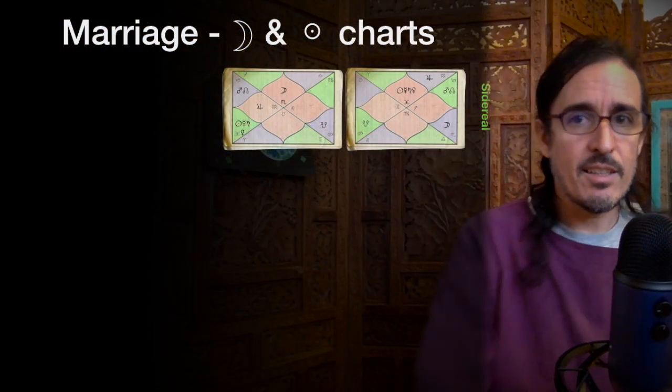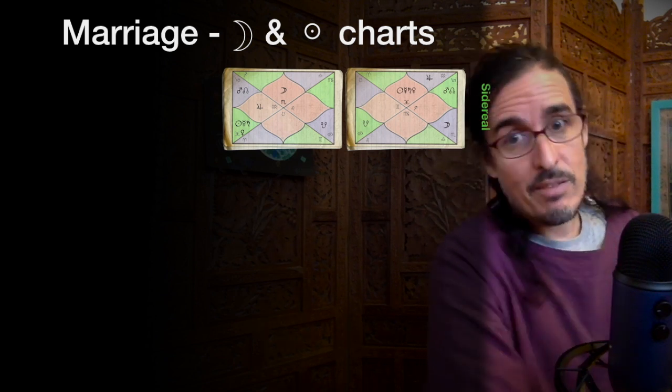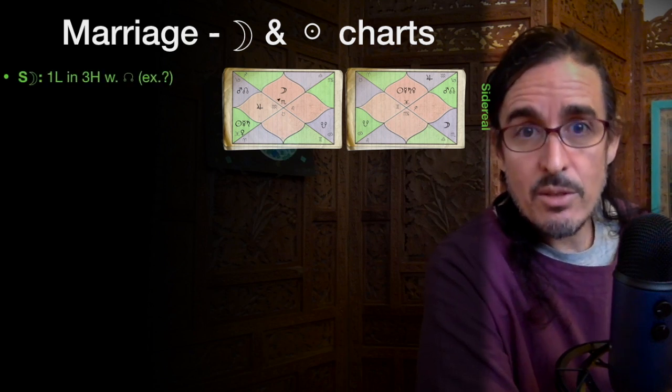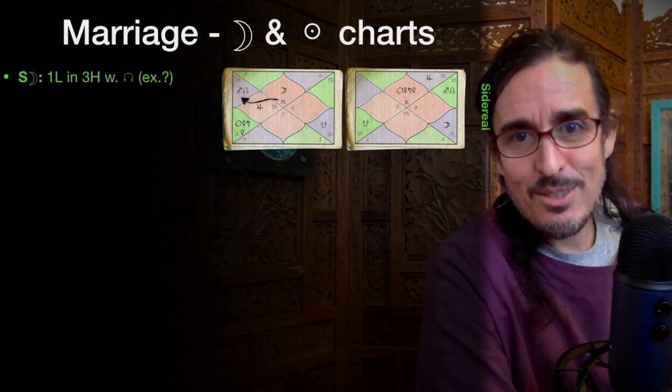Okay, now if we look at the moon-based and sun-based charts on this topic of marriage, sidereal moon chart, we got the 1st lord, remember, we had the 1st lord in the 3rd house with Rahu exalted, says the same thing.